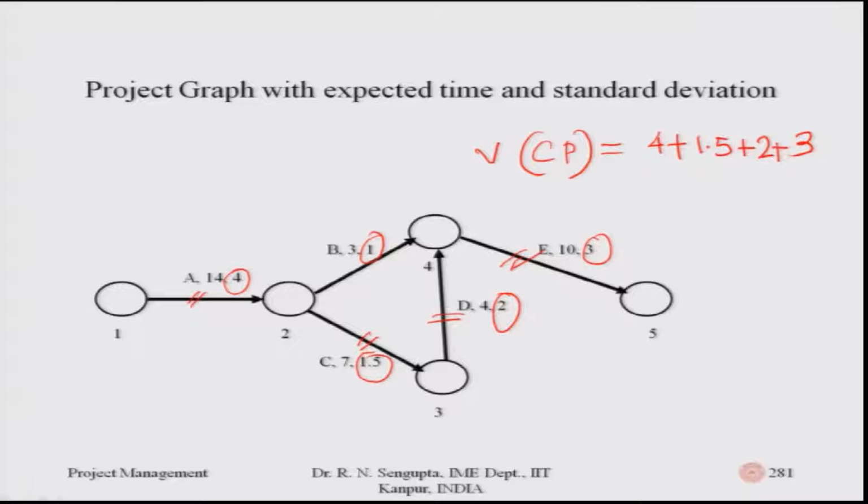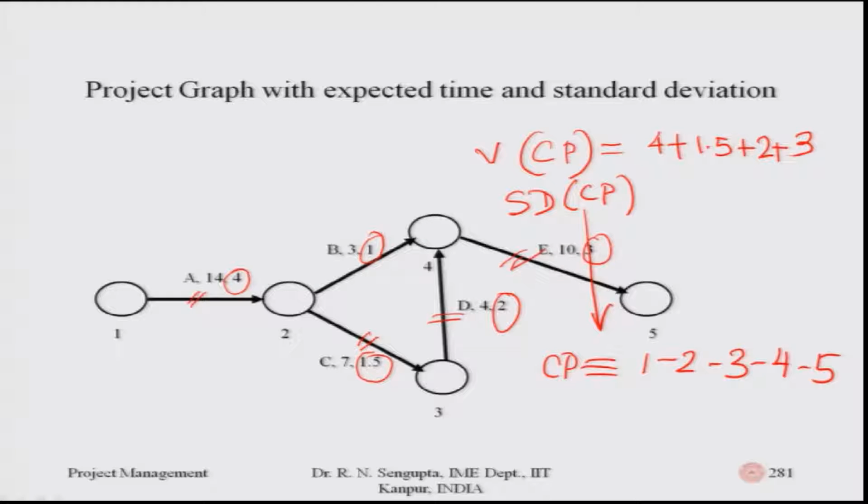And if I want to find out the standard deviation, SD, of the critical path Cp, which is equivalently 1, 2, 3, 4, 5, the standard deviation will be the square root of 4 plus 1.5 plus 2 plus 3, and you can find it out accordingly. In case 4, 1.5, 2 and 3 are the standard deviations, then you have to square them up, find the overall variance, and then take the square root to find the standard deviation of the critical path.